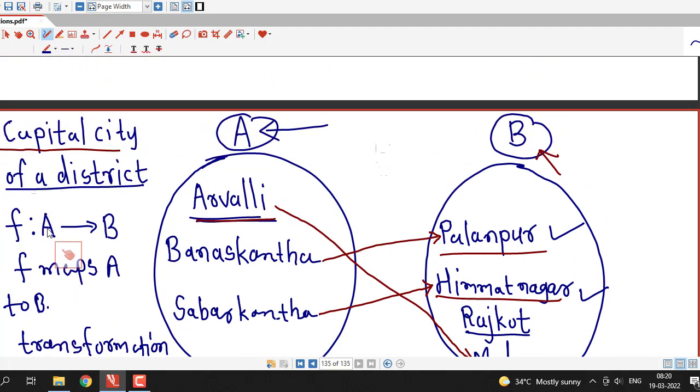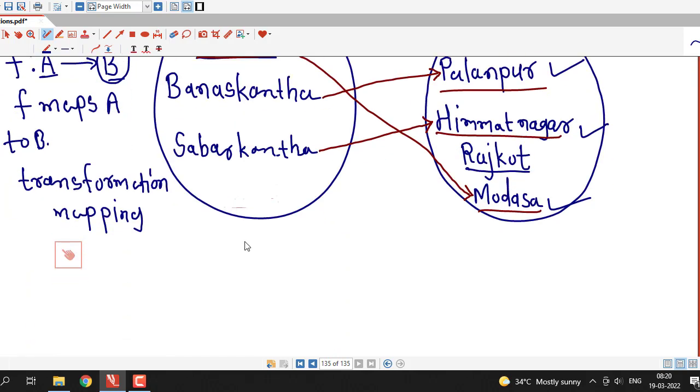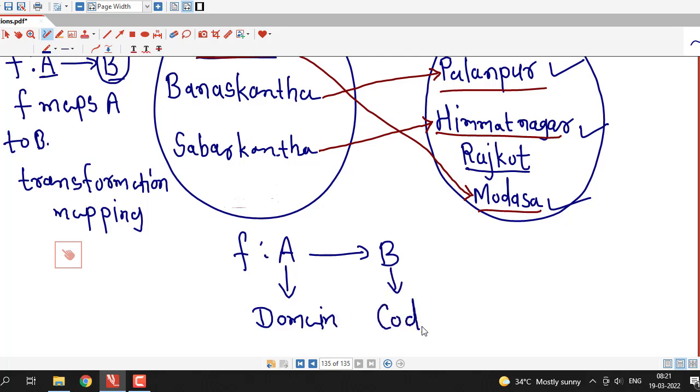A function is a rule or relation between two sets such that every element of set A is assigned a unique element from set B. So if f is a function from set A to set B, then this set A is called the domain of the function and set B is known as the codomain of the function.